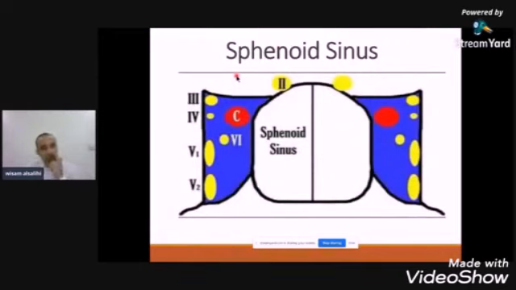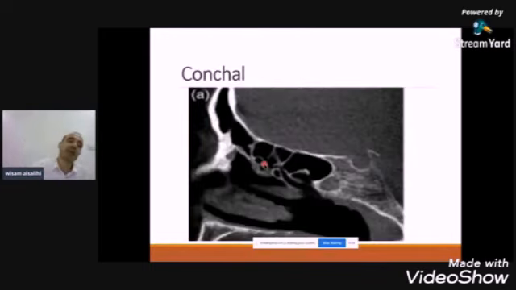It is very important to know the anatomy of the sphenoid sinus in detail, because of the very important and risky neurovascular bundle in the lateral wall. There is the optic nerve, the carotid, and the cranial nerves. And there are 5 types of sphenoid sinus.